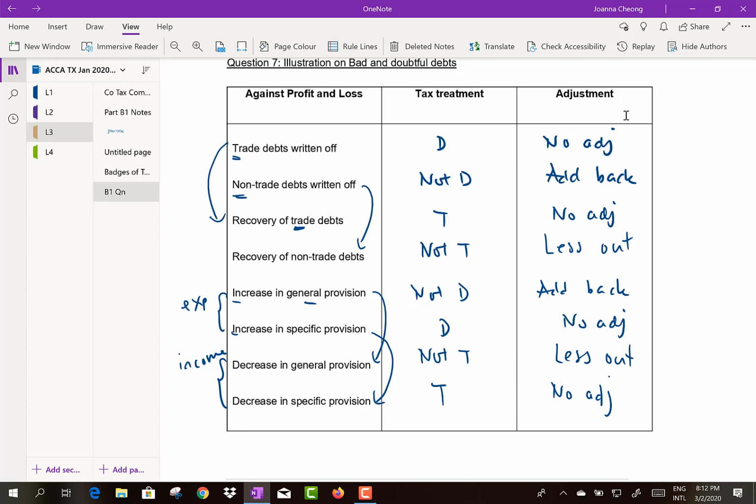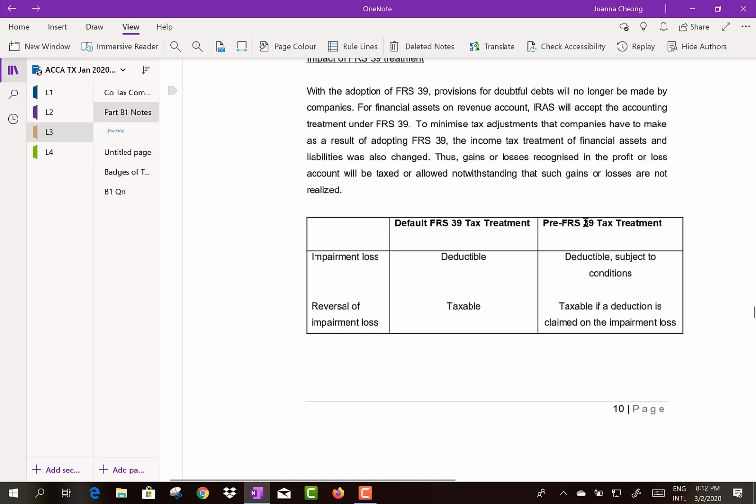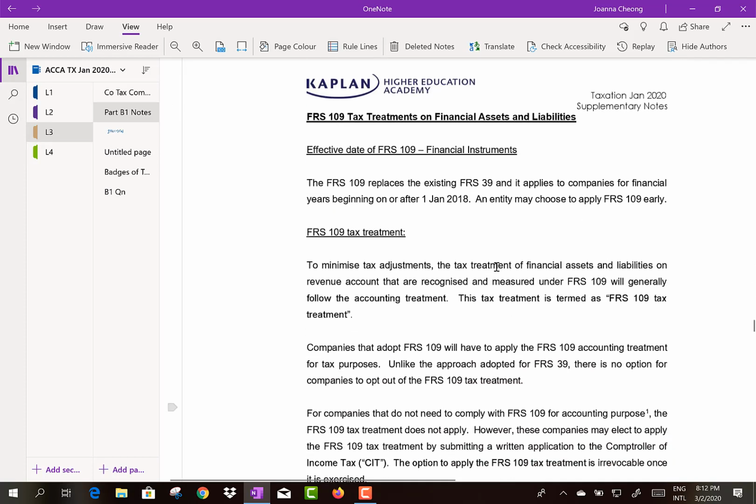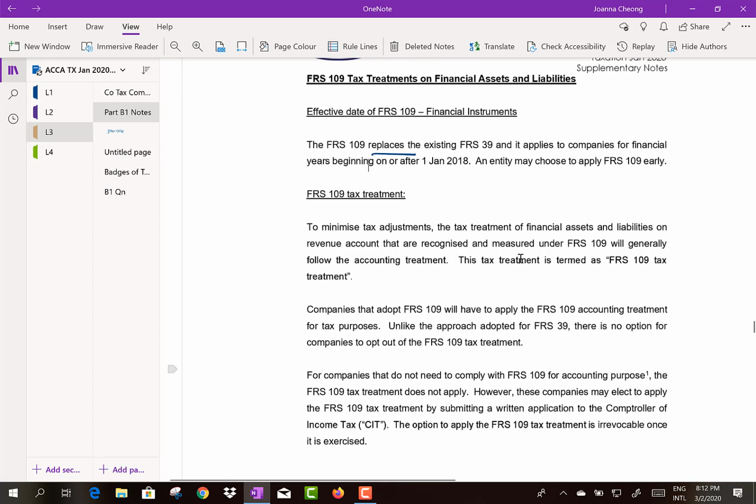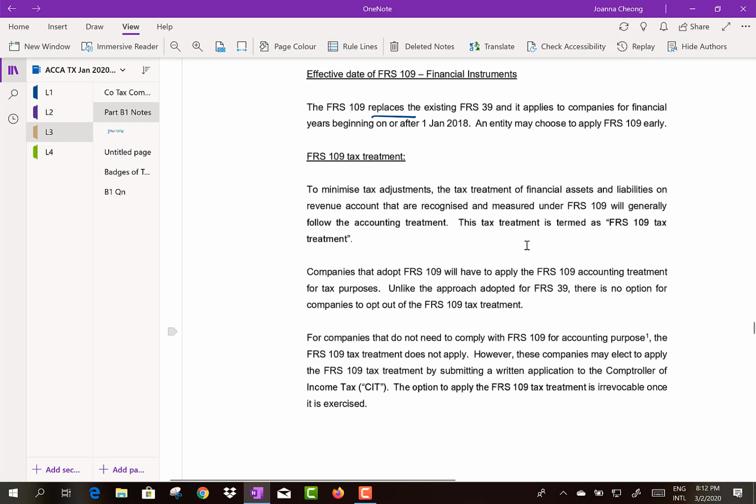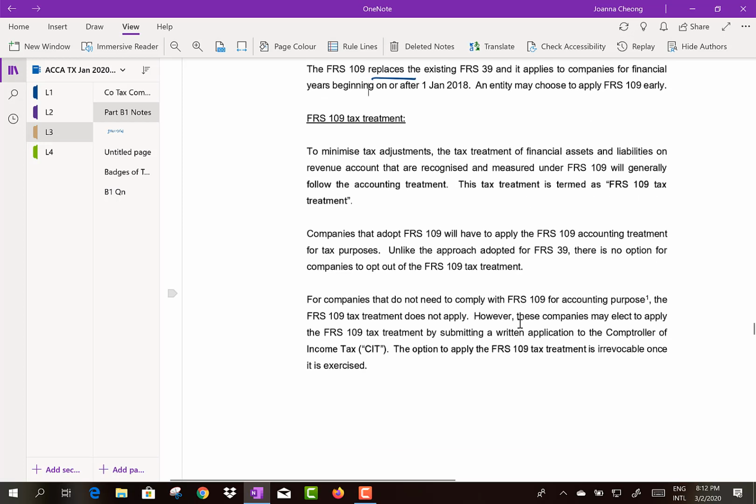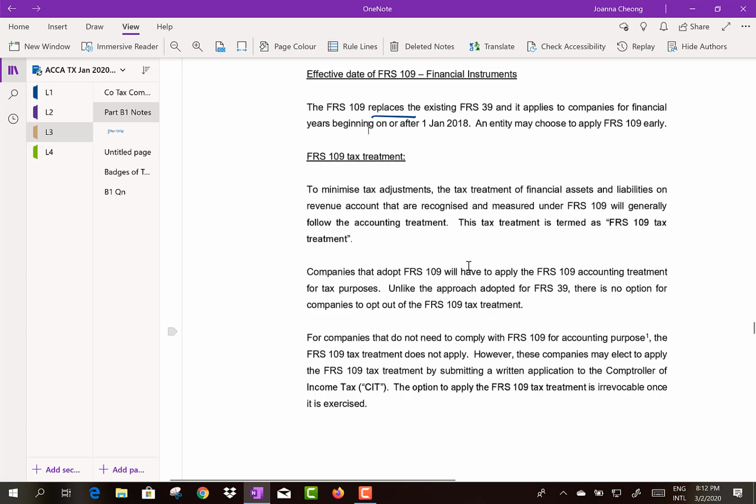Okay? So nowadays, impairment gain or impairment loss is very straightforward. As long as the impairment test is done on a revenue account, it will be revenue in nature, taxable and deductible. Okay, so that is the part on, let me look at 109, because 109 has replaced 139. You can read the detail, but you don't really have to understand 100%. Okay, basically you will do impairment on a revenue account.